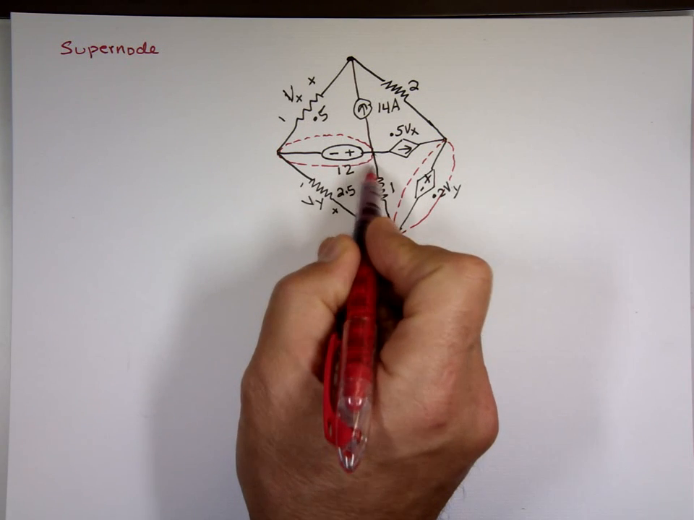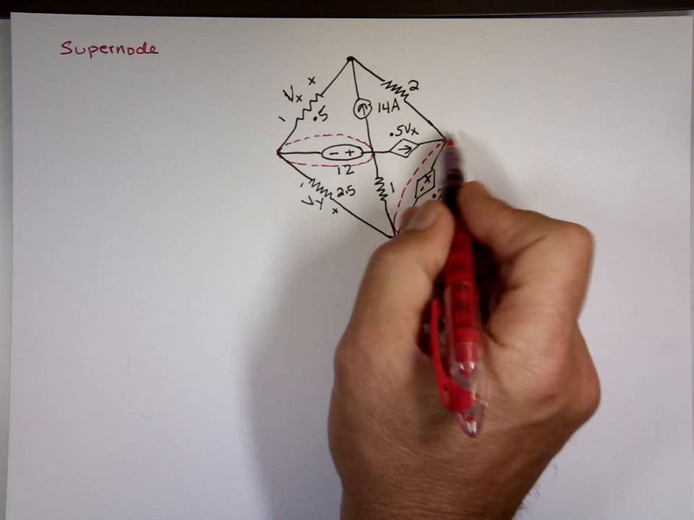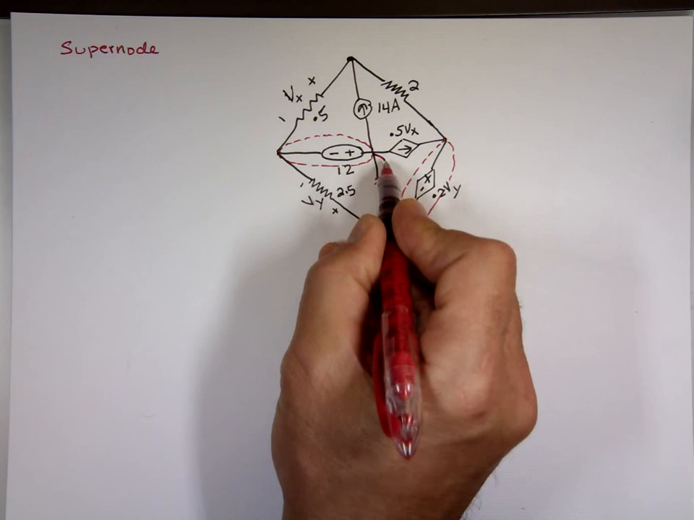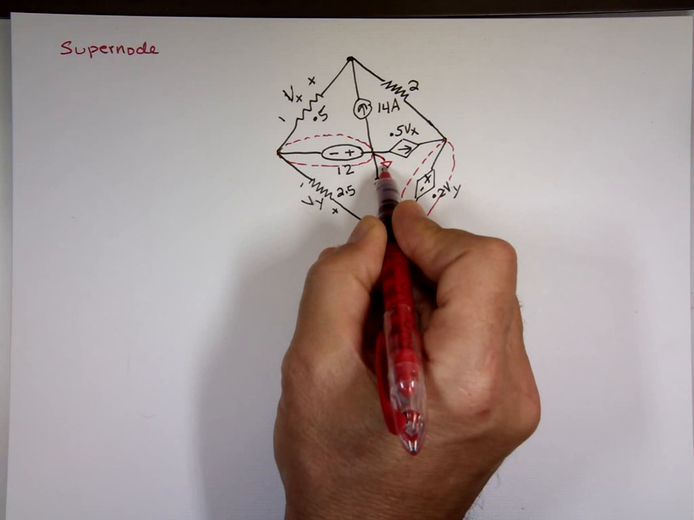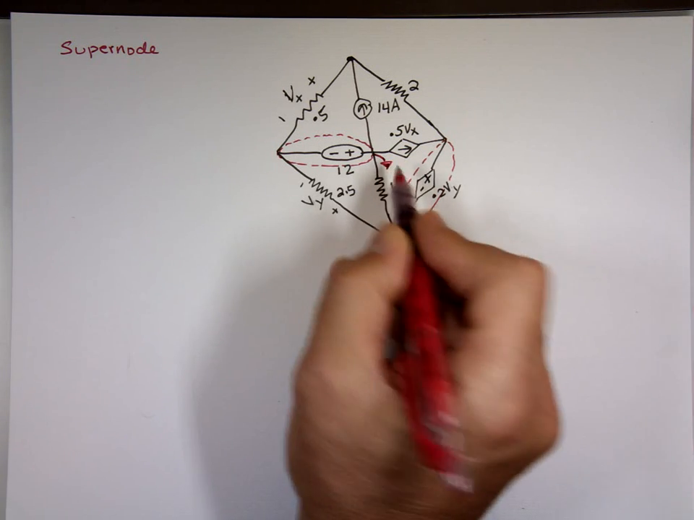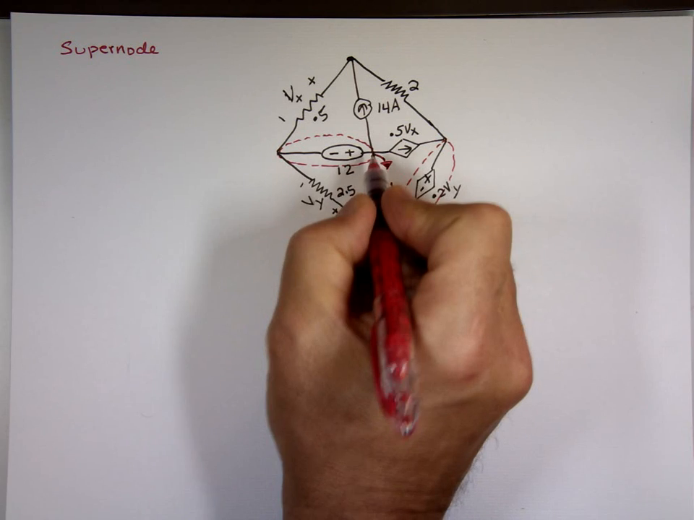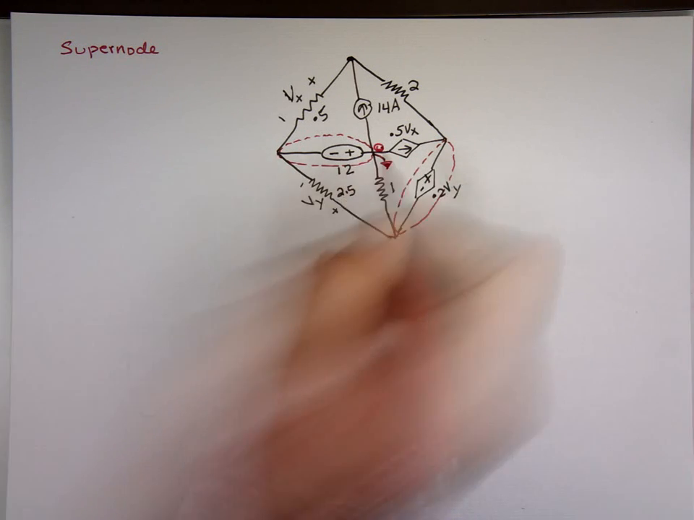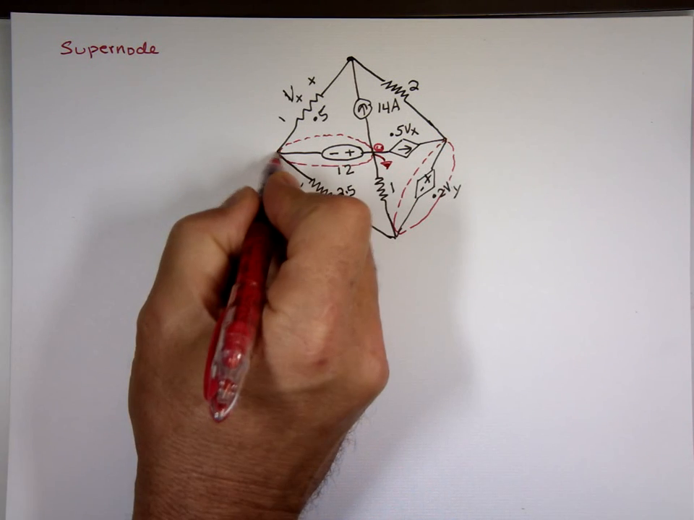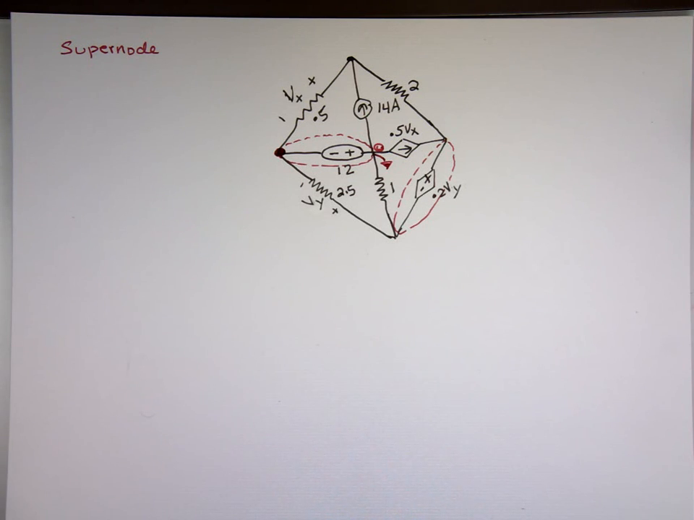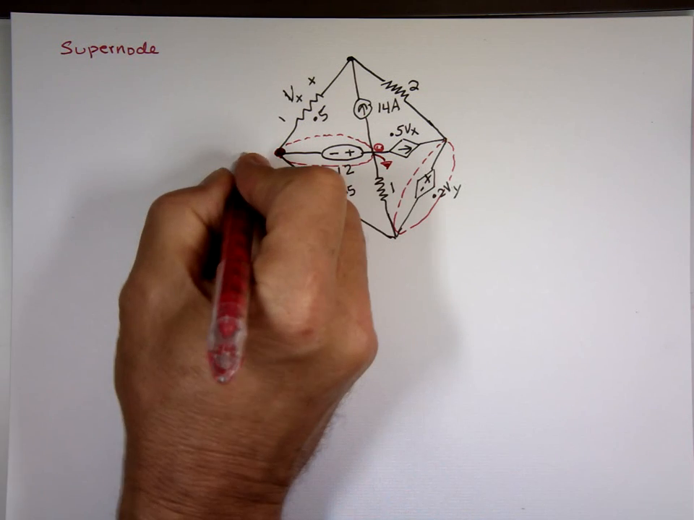It has 4 junctions. This has 3. This has 3, 3, 3. It doesn't really matter which one, so I'm going to make this my ground. If that's ground, what is the voltage there then? 0. That's 0. What's this voltage here? 0. 12. No. Not 12. Negative 12.